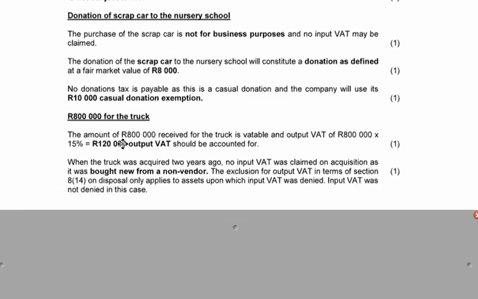So notwithstanding the fact we didn't claim when we bought it, we will still charge VAT when we sell it. So here it is. Amount of 800,000 is VATable, and we need to work out the output VAT. When the truck was acquired 2 years ago, no input VAT was claimed on acquisition as it was bought new from a non-vendor. Exclusion for output VAT in terms of Section 8(14) disposal only applies to assets in which input VAT was denied. Input VAT was not denied, so we are still going to charge VAT in this case.